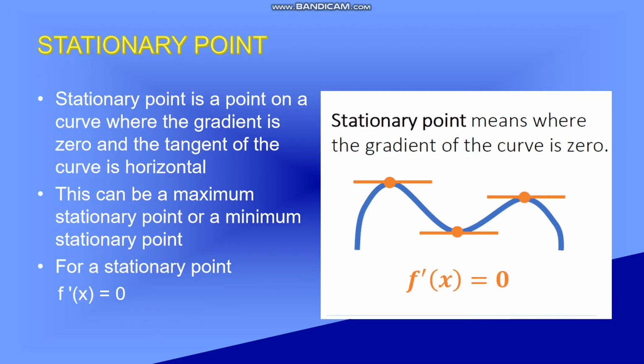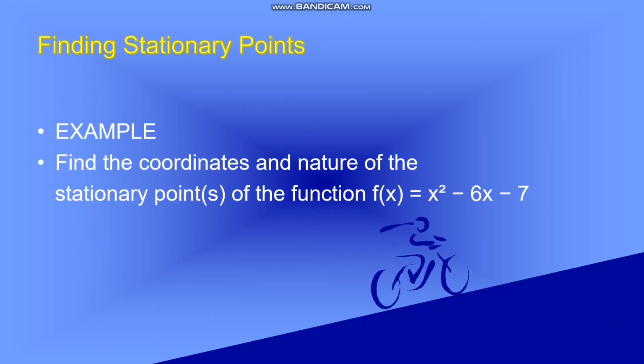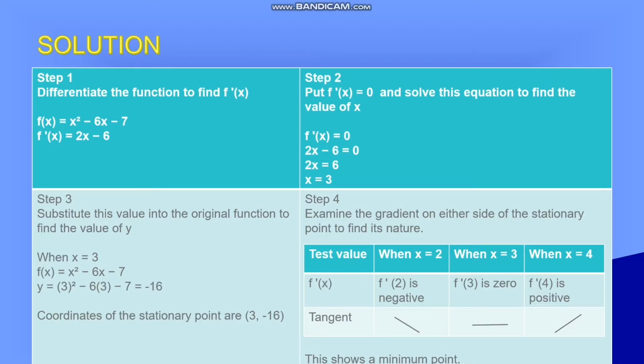For a stationary point, f prime x equals 0. Finding stationary points. For example, find the coordinates and nature of the stationary point of the function f(x) equals x squared minus 6x minus 7. Solution. The first step, you must differentiate the function to find f prime x. So you will get f prime x equals 2x minus 6. The next step, put f prime x equal to 0 and solve this equation to find the value of x. So you will get x equals 3.